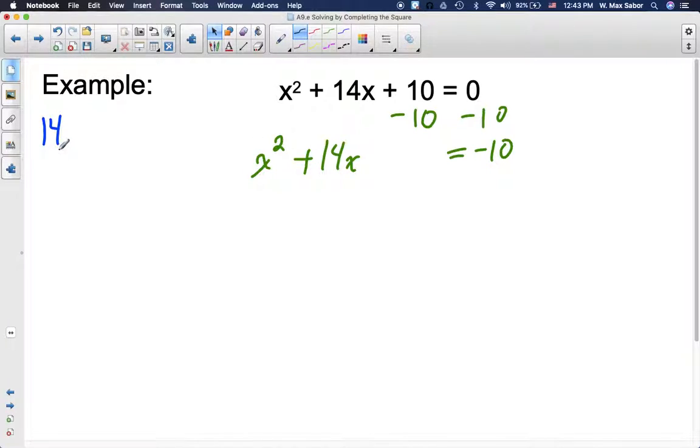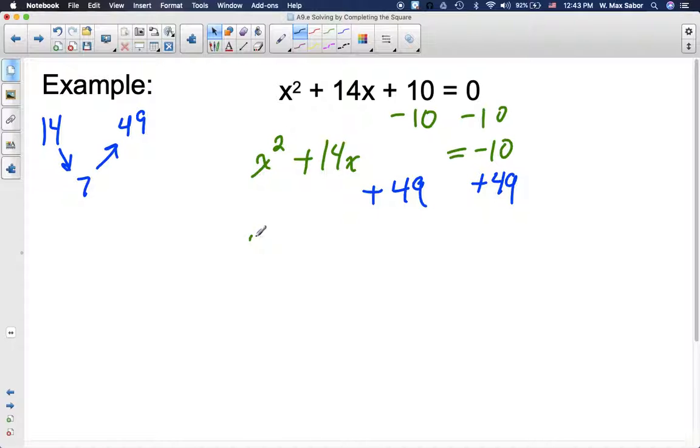So 14, half of that is 7, and squaring that is 49. If that doesn't make sense to you, go back and watch the completing the square video. Now we'll add 49 to both sides. You could add 49 and subtract 49, but this is easier.